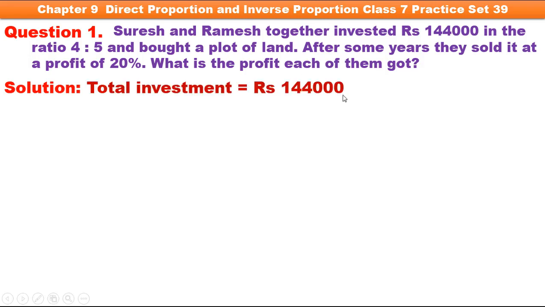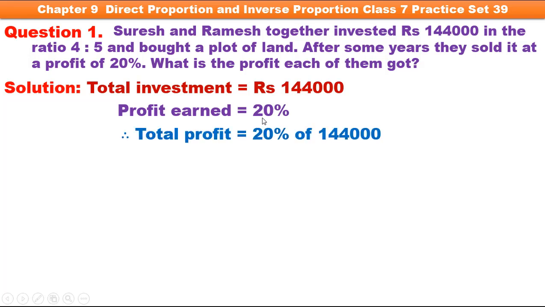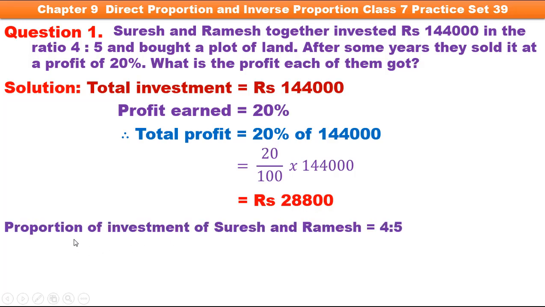Solution. Total investment is equal to 1,44,000. Profit earned is equal to 20%. Total profit is equal to 20% of 1,44,000. Therefore, 20 upon 100 into 1,44,000 is equal to 28,800. Proportion of the investment of Suresh and Ramesh is equal to 4:5.